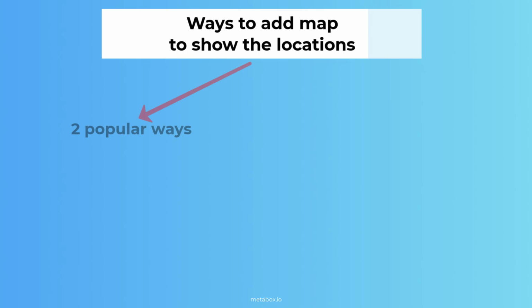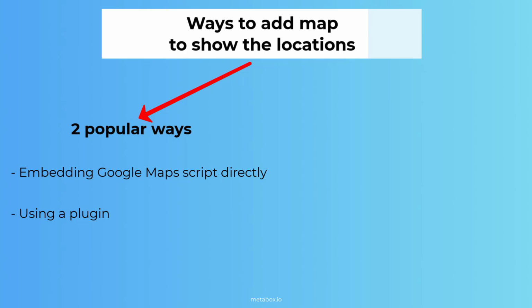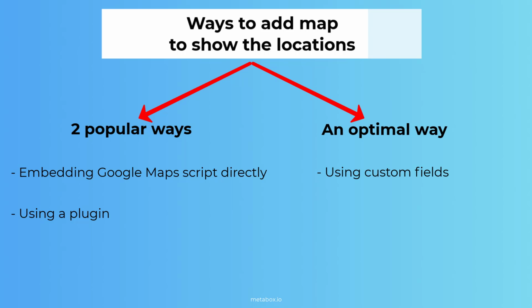Normally, there are two popular ways to add a map to show the locations. It's embedding Google Maps script directly, and another way is using a plugin. However, they both do not work in the case that you are having a listing page site with a long list of different stores, and each one needs to have its own map. Then, the custom fields come handy in this way.